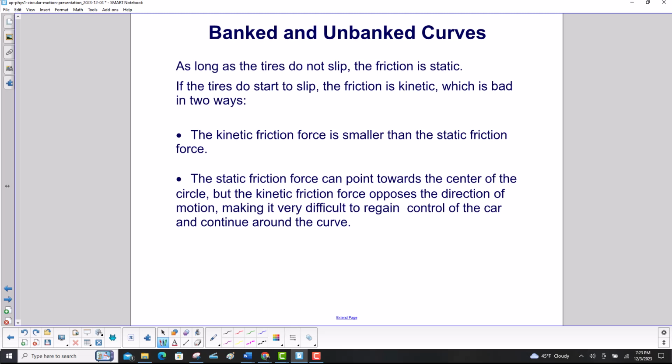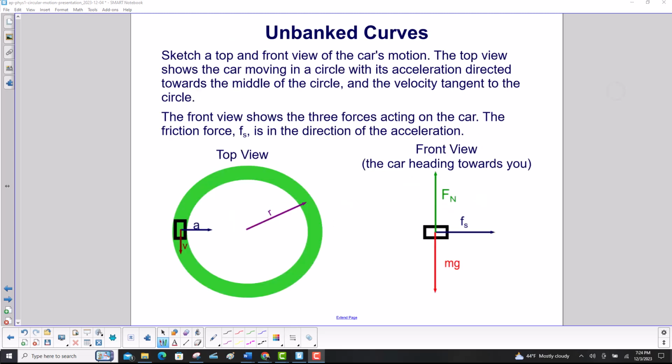The kinetic friction force is smaller than the static friction force. Also, the static friction force can point towards the center of the circle, but the kinetic friction force opposes the direction of motion, making it very difficult to regain control of the car and continue around the curve.